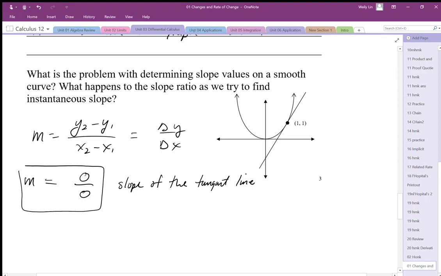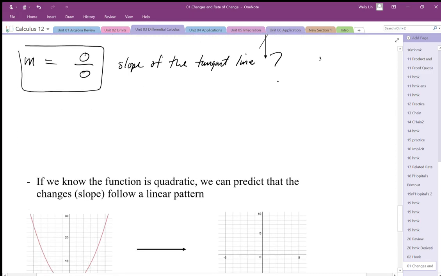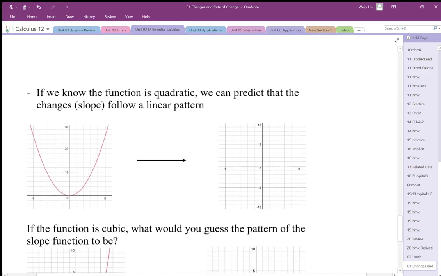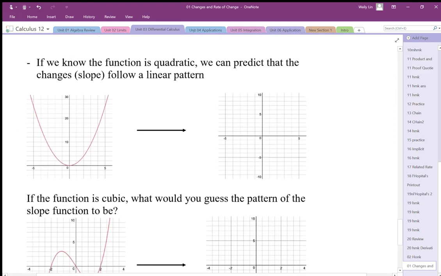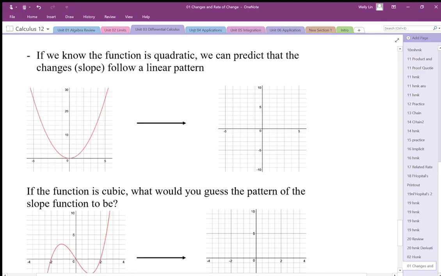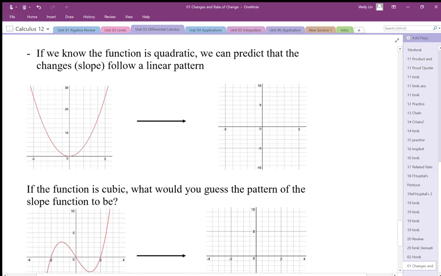Okay, so this becomes our dilemma. We clearly can see it physically has slope, but how do we calculate it with 0 over 0? This is something that we're going to have to figure out. We'll have to wait till later to do that though. What we can do though is estimate what this looks like.